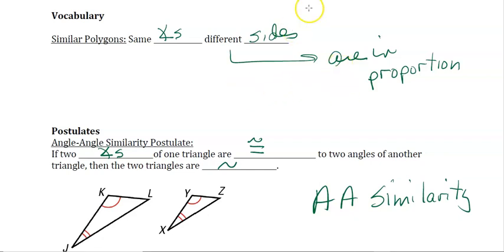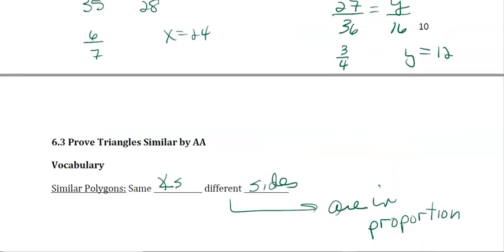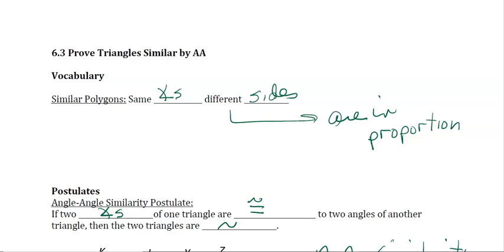Okay, this is a video for a previous video on 6.1 notes that I found an error in. So let me start out here by saying that in this section, this is 6.3, we're going to prove that triangles are similar by AA, and AA means angle, angle.